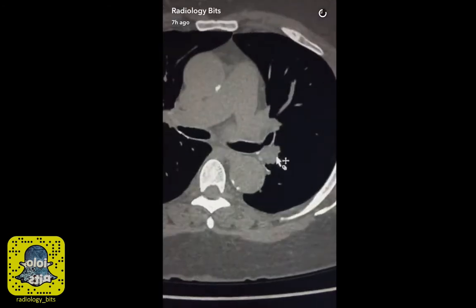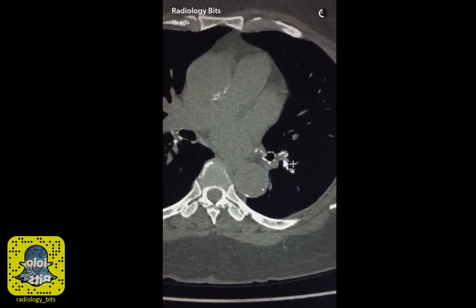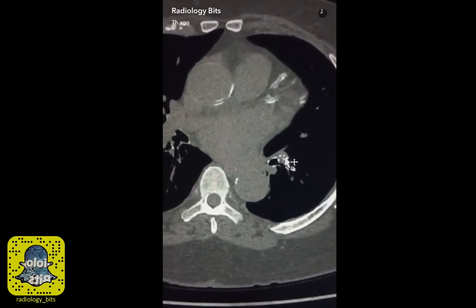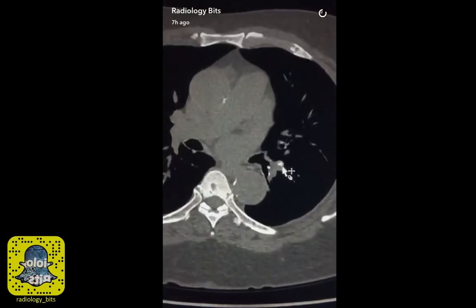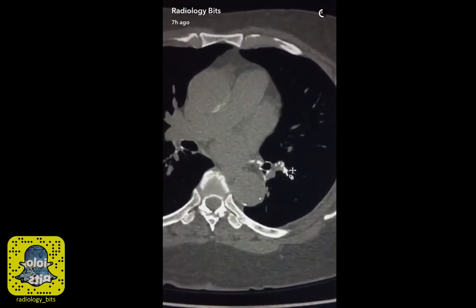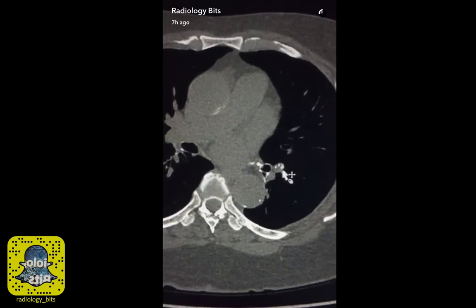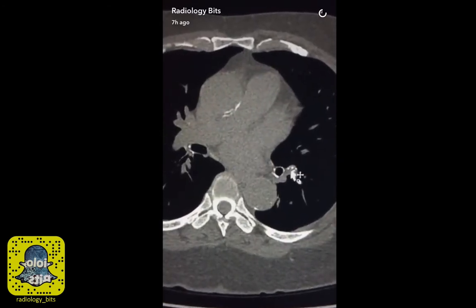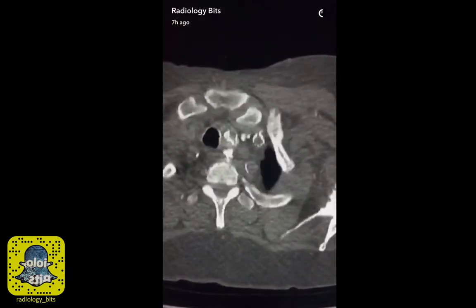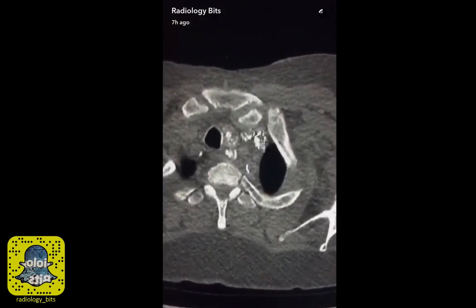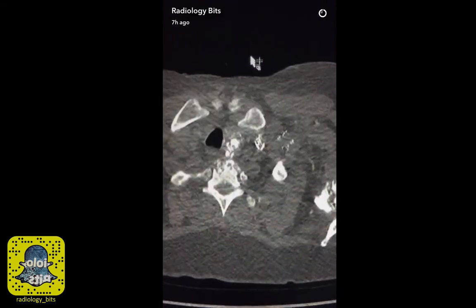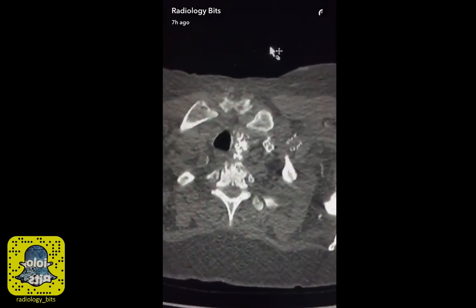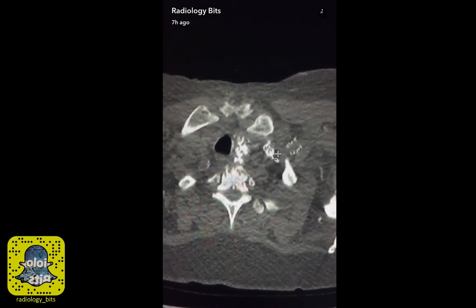Now if I switch to a bone window, you'll notice that this density is higher than calcium, it's metallic. You'll also notice that it has this kind of regular dot-like organized appearance. And thinking about it, this reminds us of the stents that we saw in the venous system above. Putting everything together, remember that potentially fractured left internal jugular venous stent.